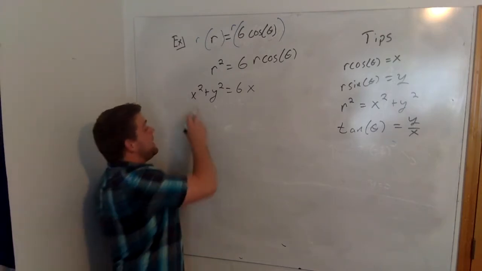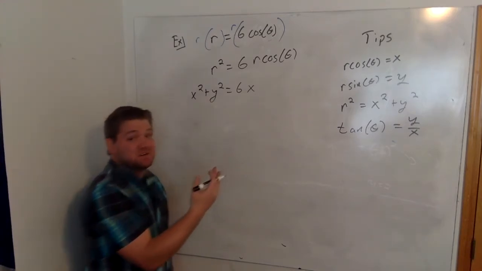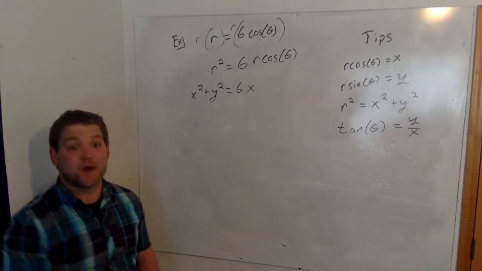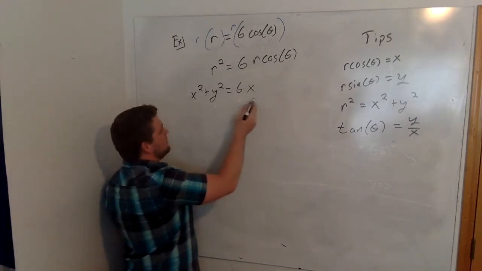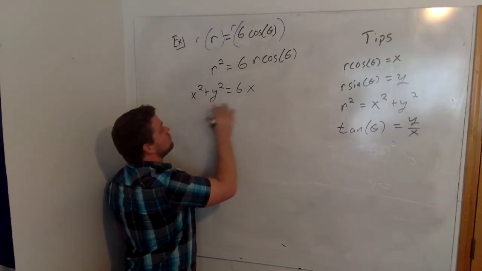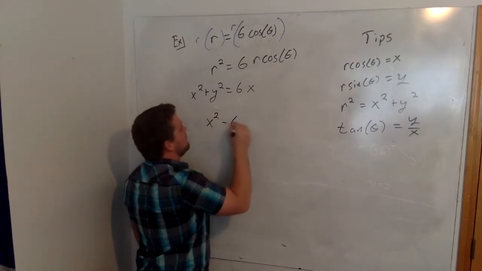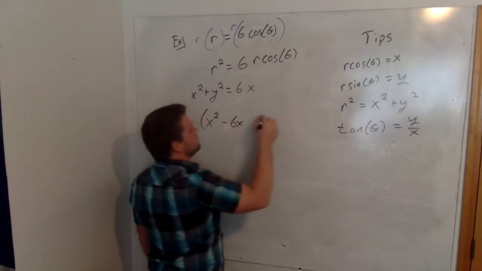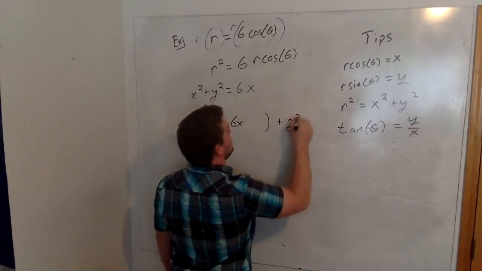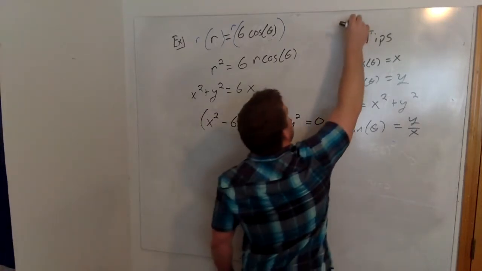However, since we have an x squared piece, this y squared piece, and another x piece here, what might be helpful is to try to complete the square. So let me go ahead and do that. I'm going to subtract 6x from both sides. So I'm going to write this as x squared minus 6x, leaving ourselves a little bit of room, and then plus y squared, and that's going to be equal to 0. Kind of section this piece off right here.